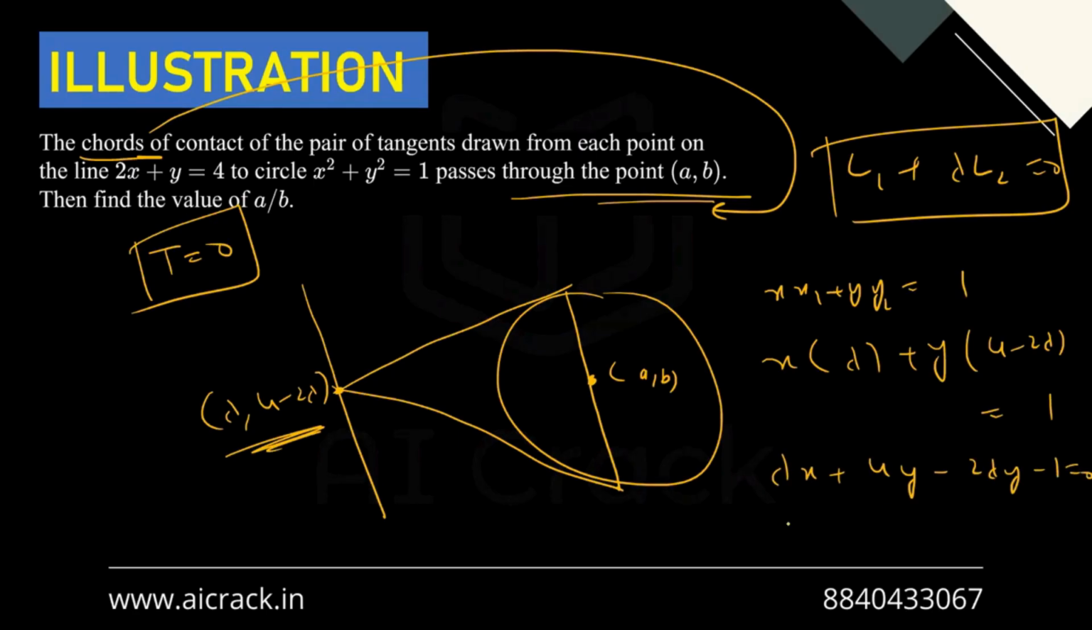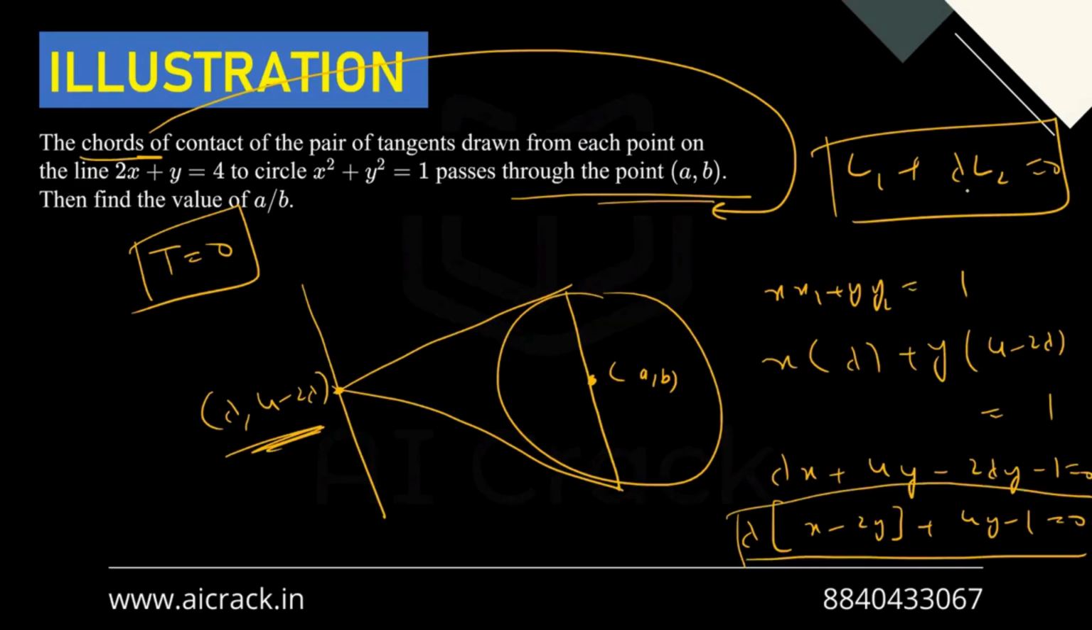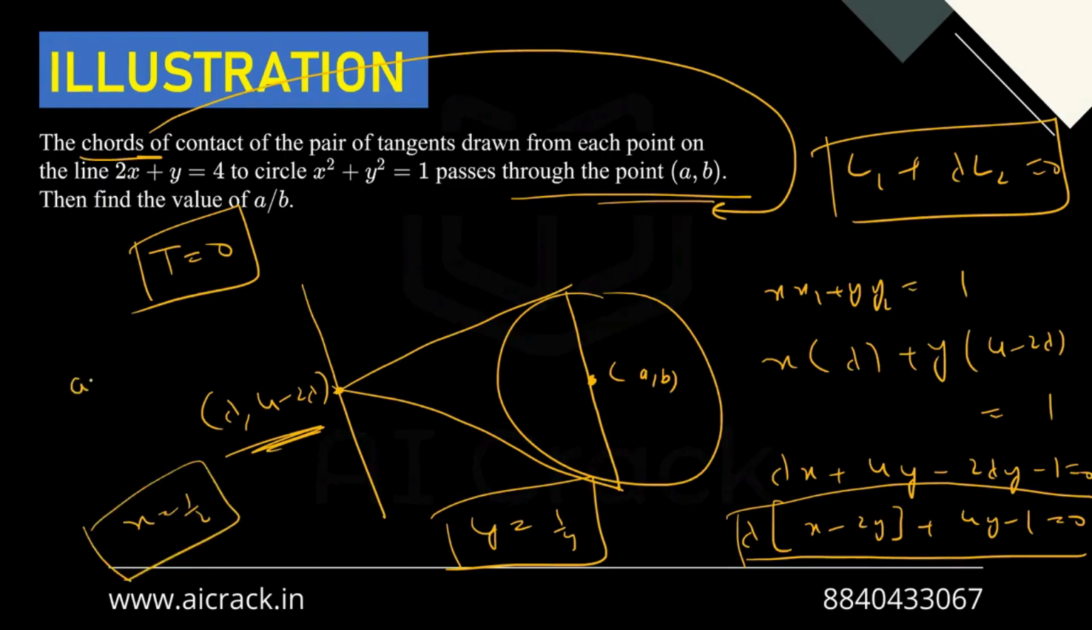If I take lambda as common, I'll get lambda times (x minus 2y) plus 4y minus 1 equals 0. Now this has actually become the format of the line L1 plus lambda times L2 equals 0. So basically y equals 1 by 4, and if I put the value of y over here, I'll get x equals 1 by 2. So our a value is 1 by 2 and b value is 1 by 4, so we'll get 2 as the answer. Okay, 2 is the correct answer.